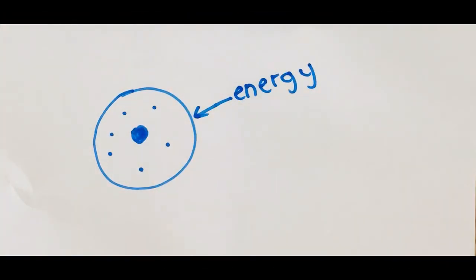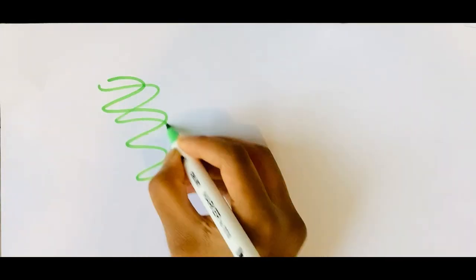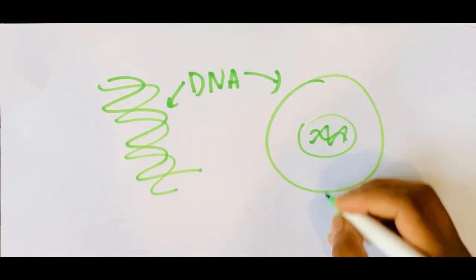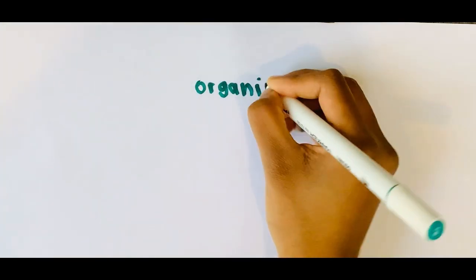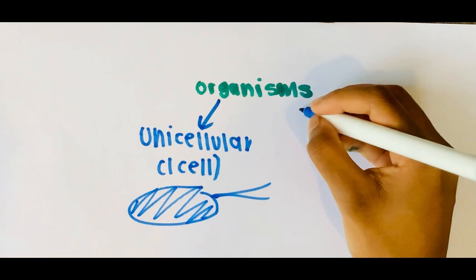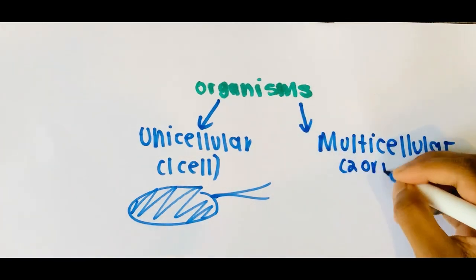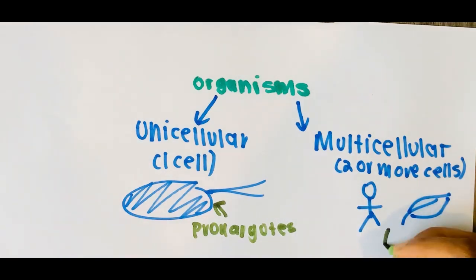Cells also require and use energy to carry out functions like growth and repair, and they contain DNA, which controls how they function and allows traits to be passed on. Finally, organisms can be unicellular like bacteria or multicellular like humans, where many specialized cells work together. We can also classify cells as prokaryotic or eukaryotic, which we'll explore in the next videos.